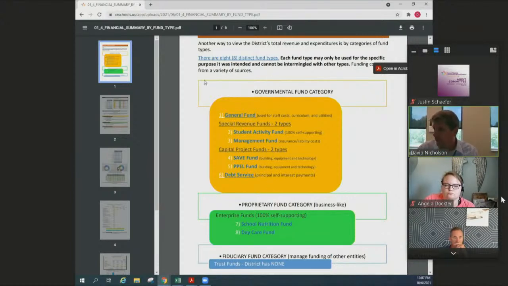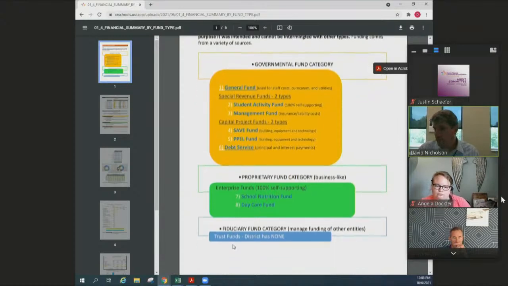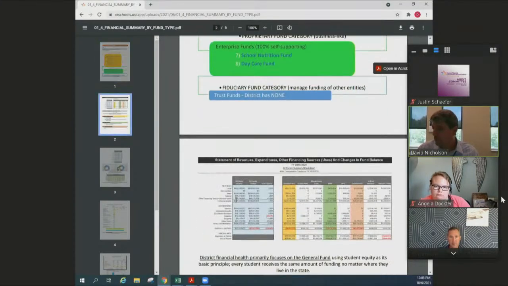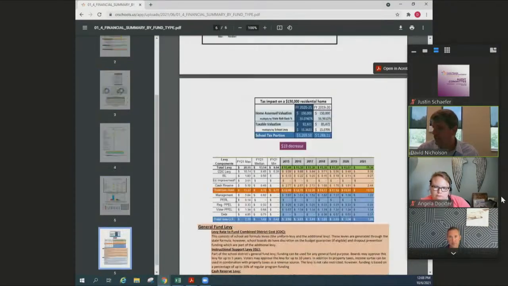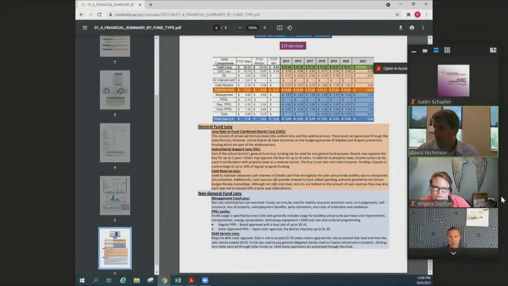So those are all the governmental fund categories. And you have proprietary fund categories, and those are our enterprise funds. They operate like a business. And we have our school nutrition fund under that, and our daycare funds fall underneath that. And the fiduciary funds, which are basically funds that you manage for other people. We don't really have any of those now in the district, but that's where it would fall if we did. So I'm going to scroll down here to talk a little bit about our general fund, and I'm going to jump into another document.